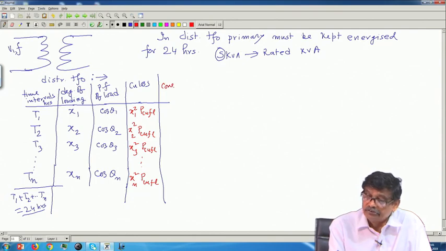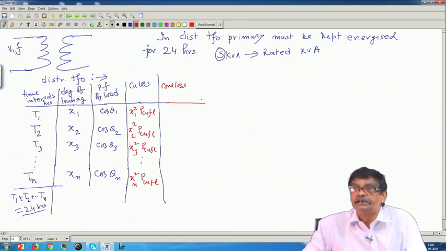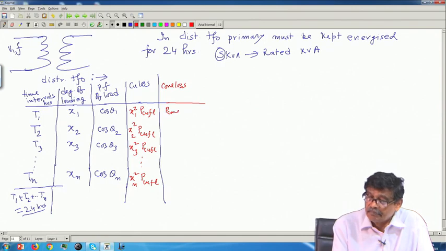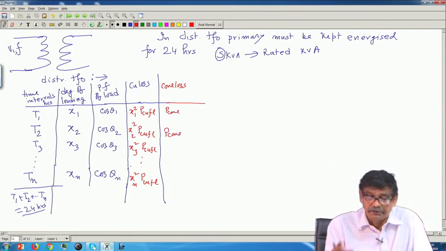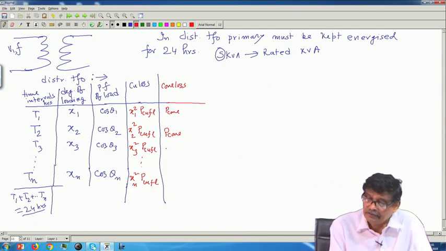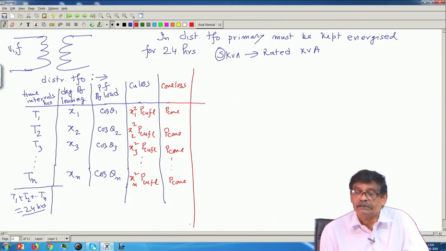What is core loss? Core loss, as you know, is independent of the degree of loading. So, it will remain P core all the time, no matter whether x is 0 or x is 1, x is 0.8. So, it is always P core fixed. Got the point? This information you need.